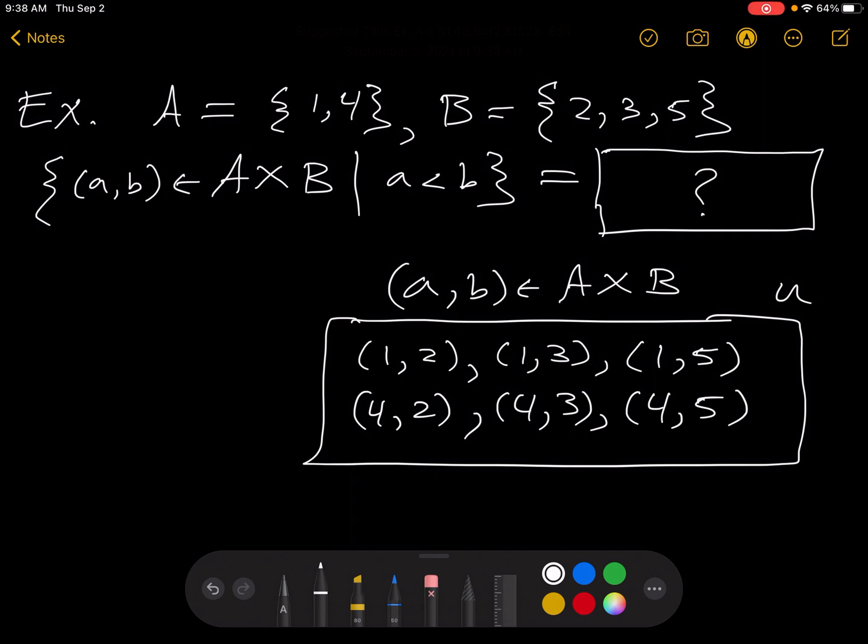And so now we could go through. Let's look at the first one. 1, 2. Is 1 less than 2? Yes. So we'll keep it. Let's look at the next one. Is 1 less than 3? Yes. So we'll keep it. Is 1 less than 5? Yes. So we'll keep it.